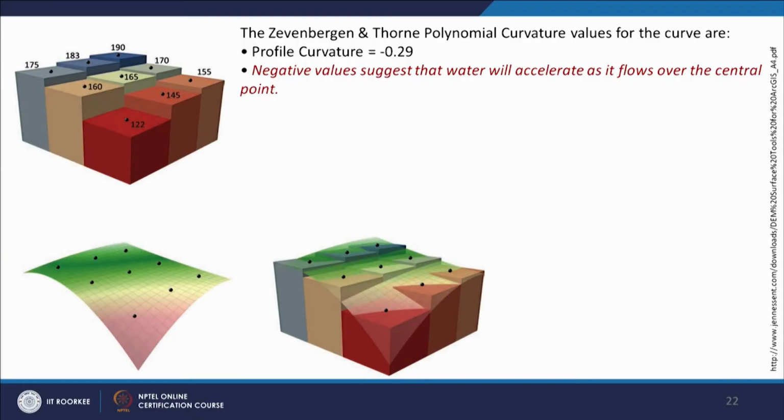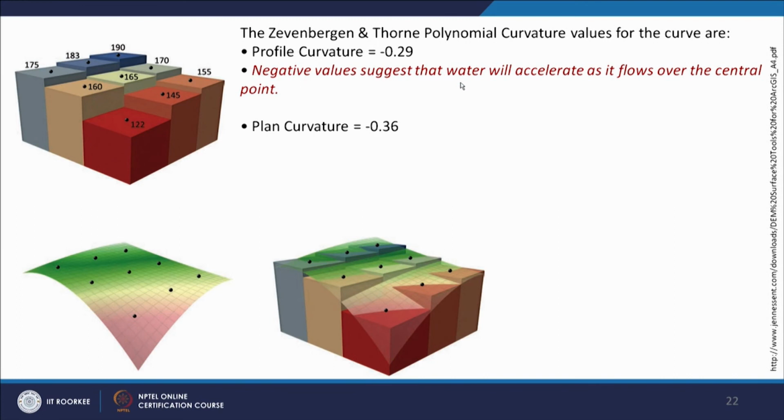Now, there are different methods given, the first one by Zevenbergen and Thorne, like in the case of slope and aspect, where we have discussed their methods. Different methods might bring different values because the approaches in different methods are different. In this case the profile curvature is minus 0.29.